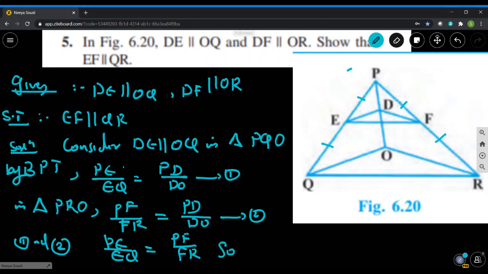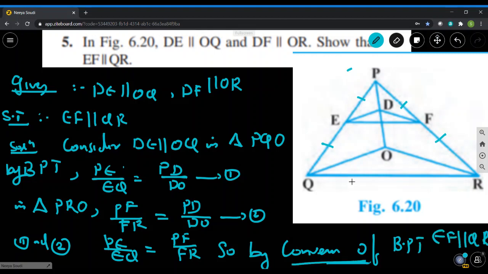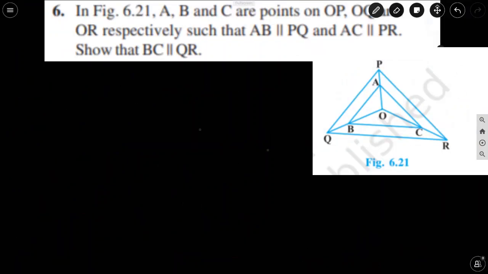So by converse of BPT, EF parallel QR, hence the proof. The sixth problem. In the figure it is given that A, B, C are the points on these sides and AB parallel PQ, AC parallel PR. We have to show BC parallel QR.